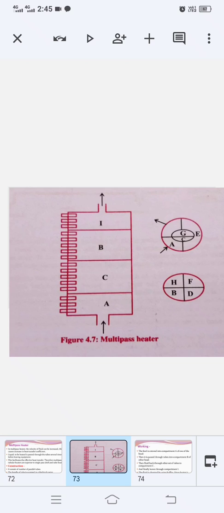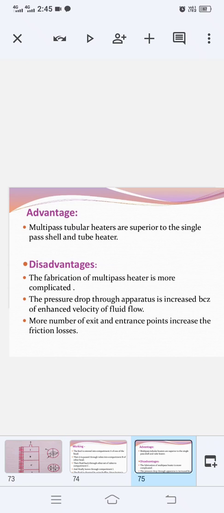Again, what are the various advantages? These are the advantages of multipass heater. First one is that these are superior to the single pass shell and tube heater. The best advantage. Disadvantages: fabrication of multipass heater is more complicated. It is a tricky design. Second one is the pressure drop through the apparatus is increased because of enhanced velocity of fluid flow. And third one is more number of exit and entrance points increase the friction losses.